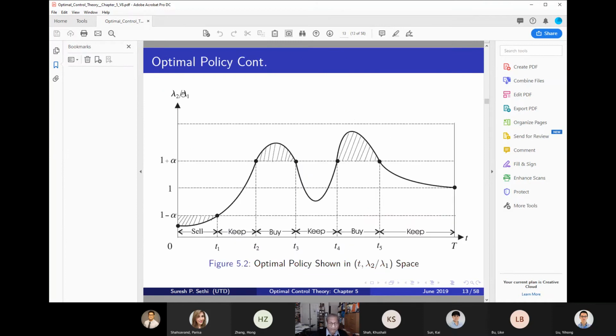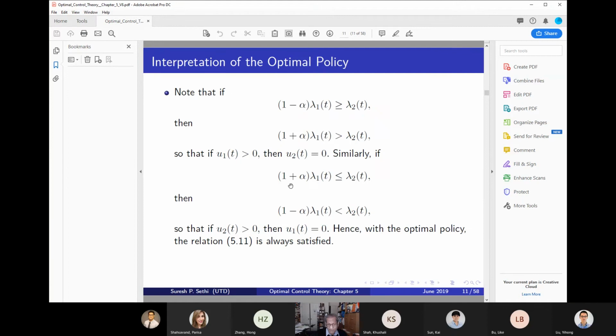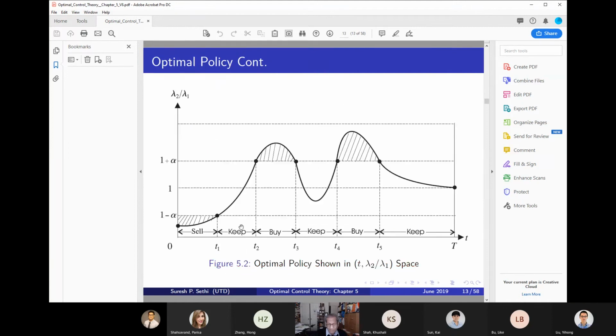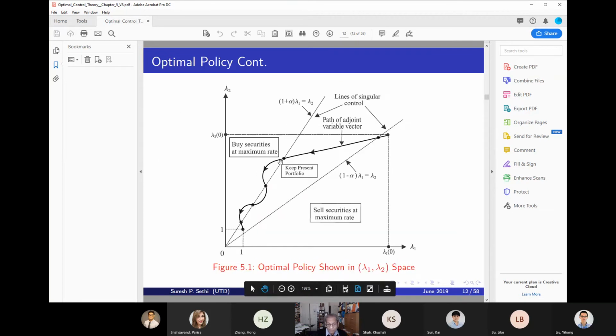So if I divide lambda 1 by lambda 2, you can see the same graph that I wrote can be written this way. So here I sell, then I keep, then I buy, then I keep, then I buy, then I keep. This is time. These are the time intervals. This one doesn't have the time intervals. This implicitly allows you to find the time when you have lambda 1 divided by lambda 2. You can tell what time it is.